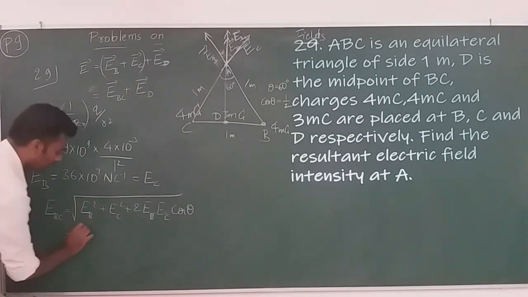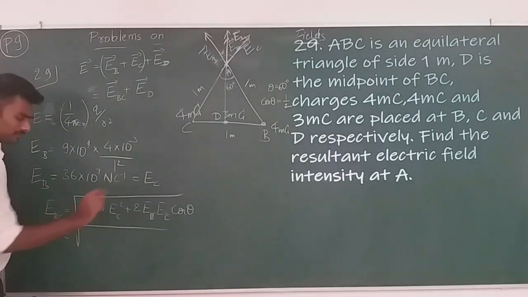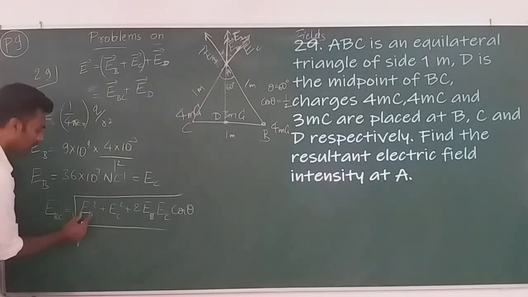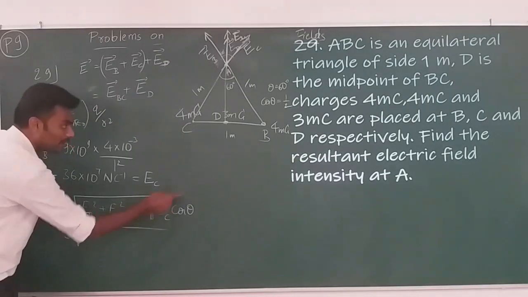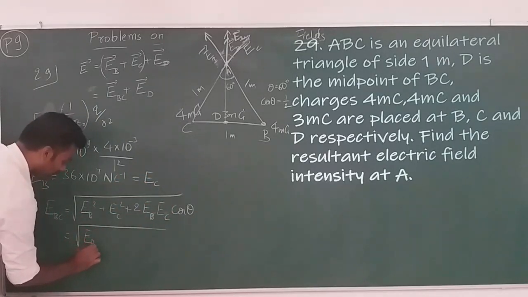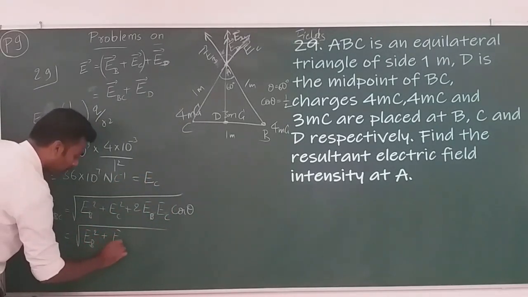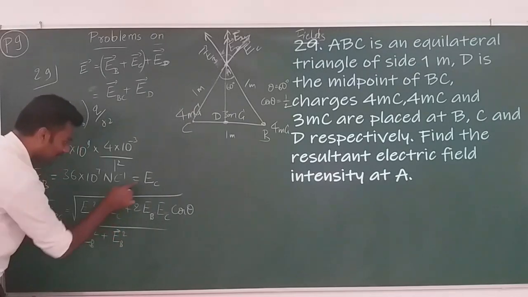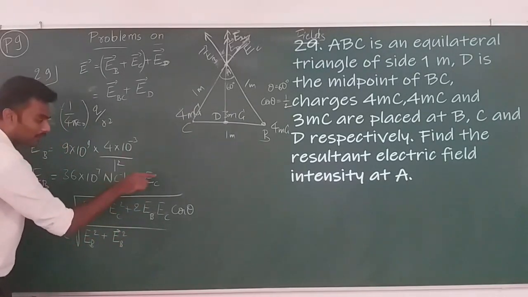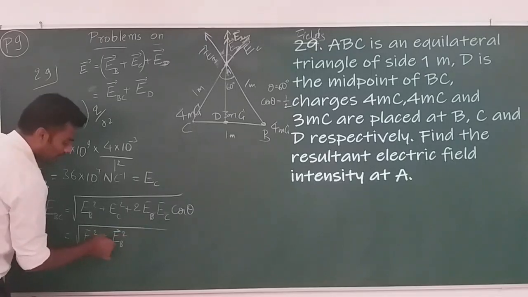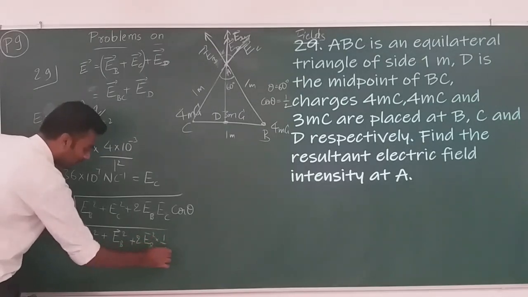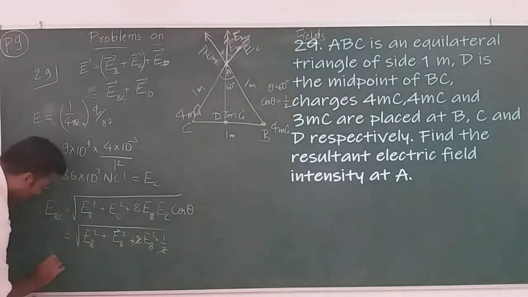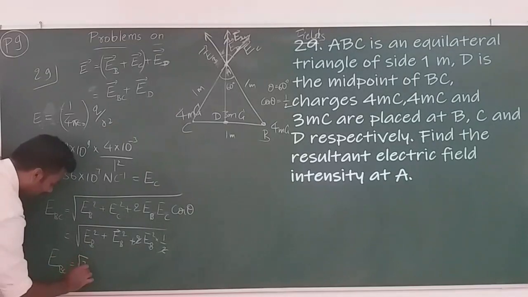Look at this: EB and EC are equal, so I'll take this as EB squared itself. EB squared plus EB squared plus 2 times EB squared into half. Let me write a step. EB squared plus EB squared, I am writing this because EC is equal to EB. You can simplify this, putting in the value of EC. EB squared plus EB squared plus 2 EB squared into half. So EBC is equal to root 3 times EB.